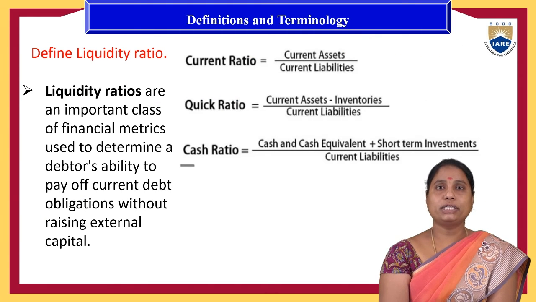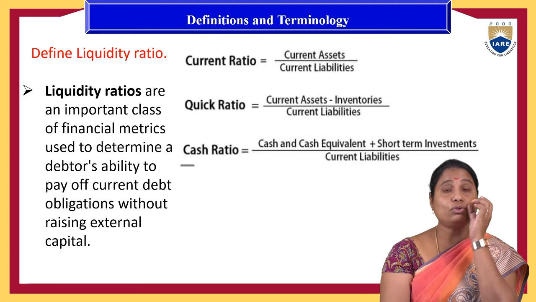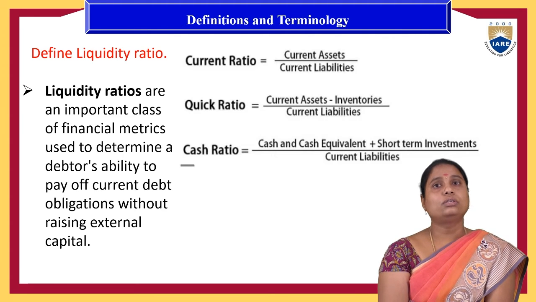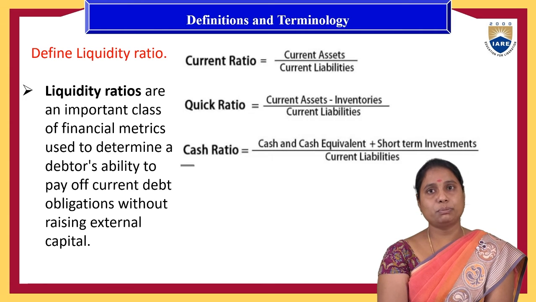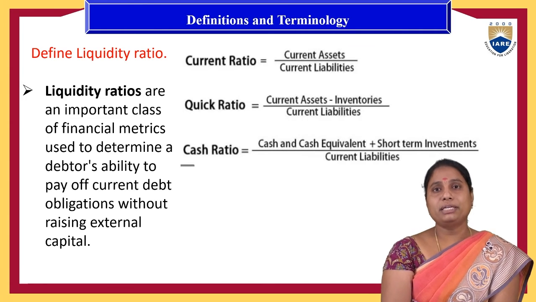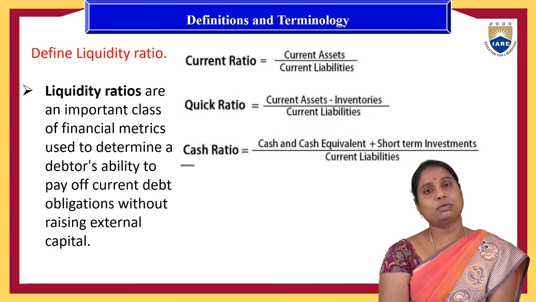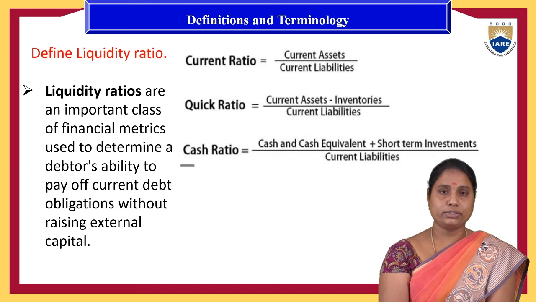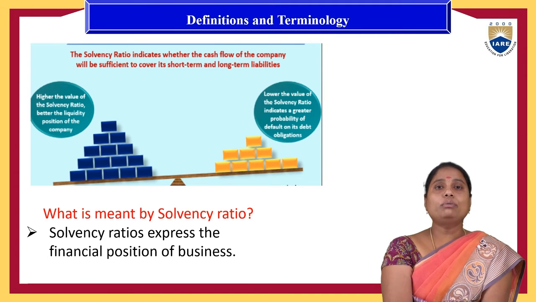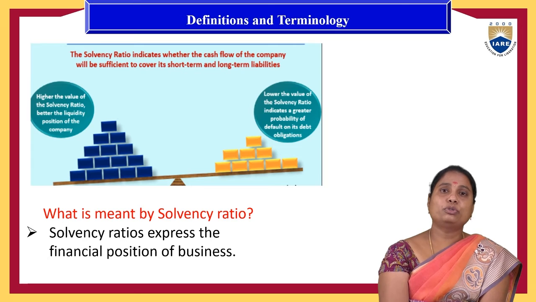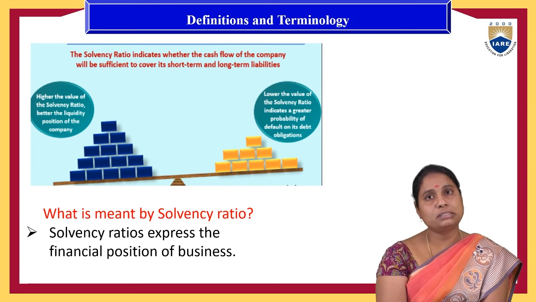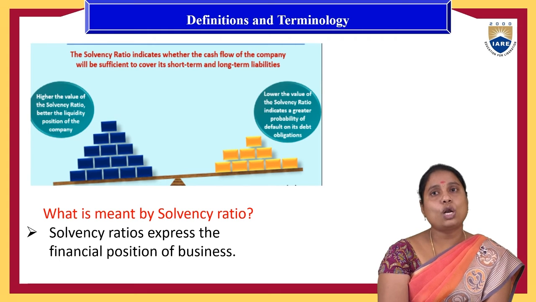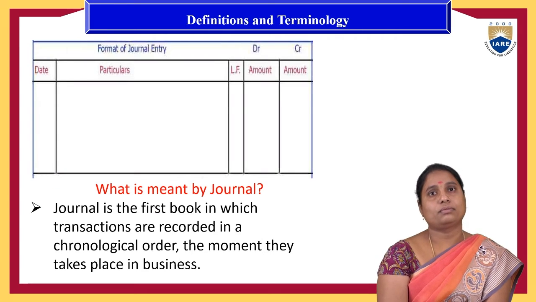And liquidity ratios are a combination of the current ratio, quick ratio, and cash ratio. Whereas the current ratio gives the overall 1-year position, the quick ratio means money which is ready to spend, and the cash ratio considers only cash in hand and cash at bank. Then the solvency ratio shows whether the organization is in a position to repay its debt or not. That expresses the financial position of the business, and it is called the solvency ratio.